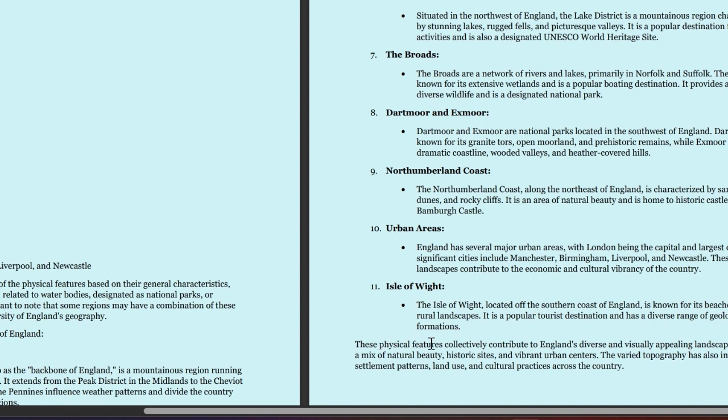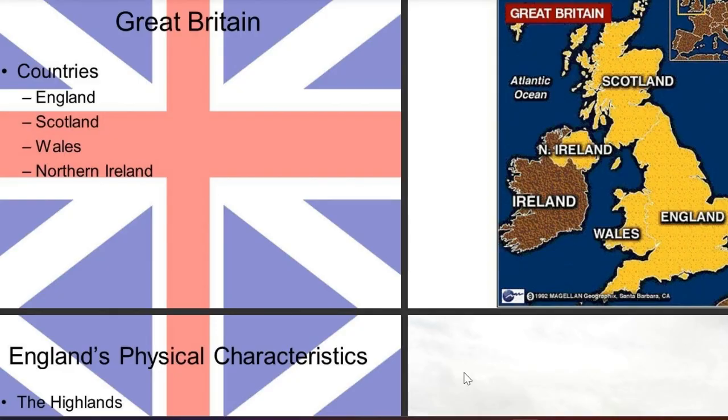So these physical features collectively contribute to England's diverse and visually appealing landscape, providing a mix of natural beauty, historic sites, and vibrant urban centers. The varied topography has also influenced settlement patterns, land use, and cultural practices across the country. As we know, Great Britain is formed by the countries Scotland, Wales, Northern Ireland, and of course England.